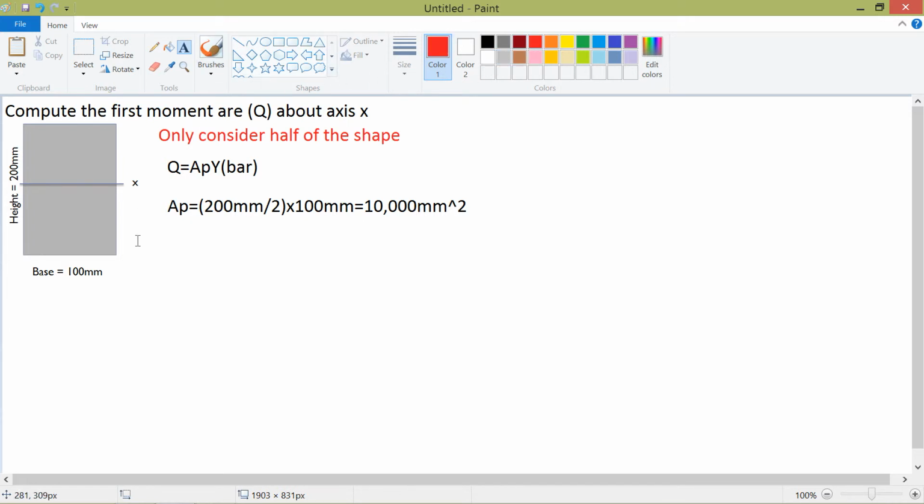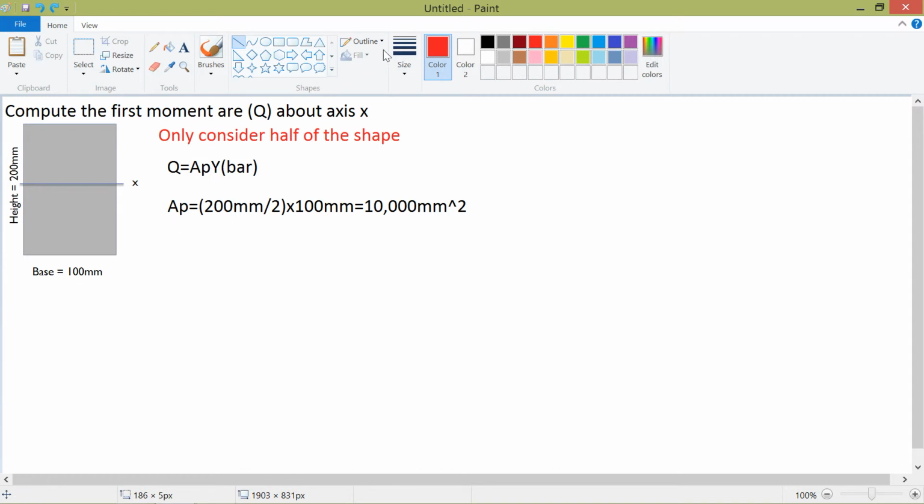Again, how did I get that? I did 200 millimeters divided by 2 is this. Let's use the line tool. That's 100 millimeters. And that's 100 millimeters. Which gives me the 10,000 millimeters squared.